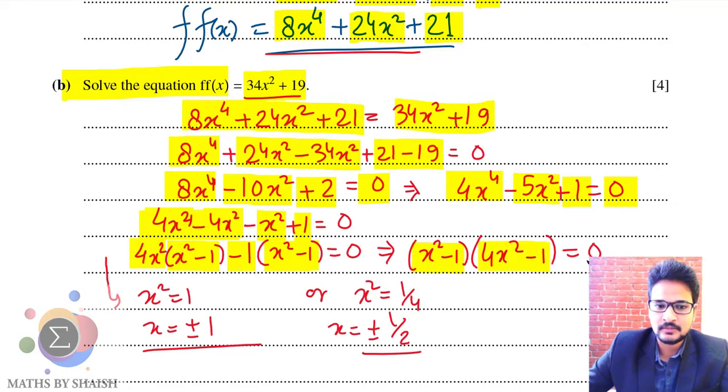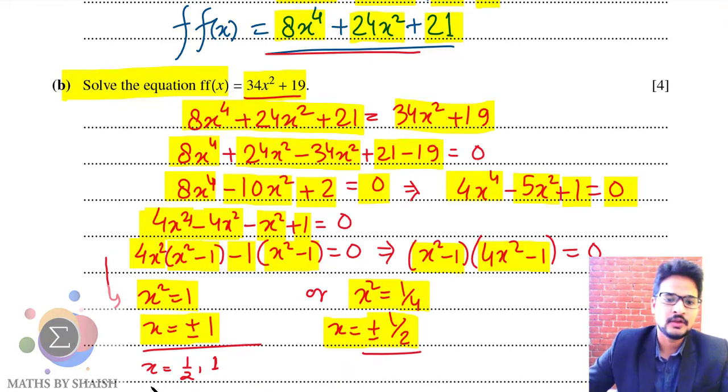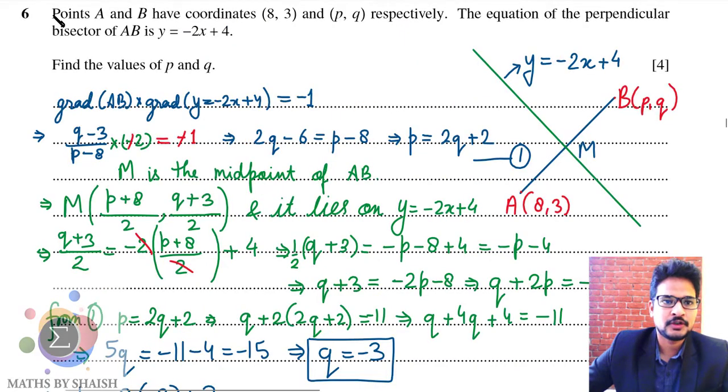If we set them equal to 0, the first one will give x square equals 1, that is x equals plus or minus 1. And the second one would be x square equals 1 by 4, and then x equals plus or minus 1 by 2. And since the x values for that were greater than or equal to 0, the only solutions would be x equals half and 1. Half from here and 1 from here. We'll not take the negative values here. That's the solution.